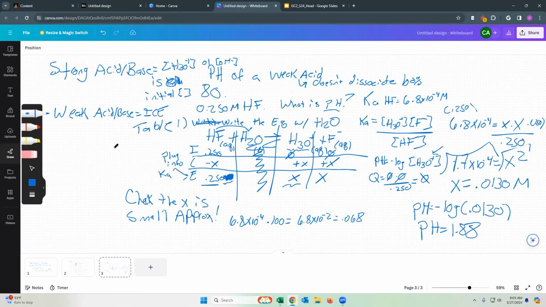And how do you know if you have a weak versus strong acid? Well, easy. If I give you a Ka, it has to be a weak acid, right? Strong acids don't have Kas.